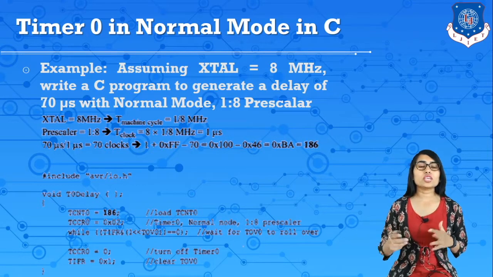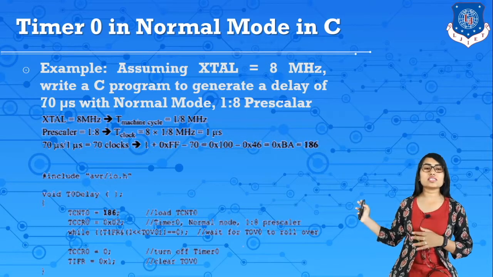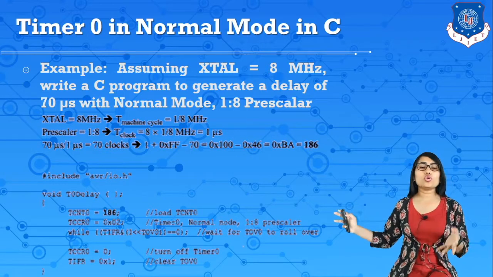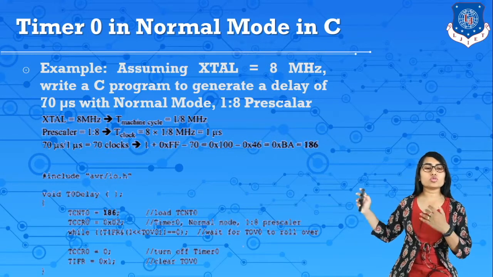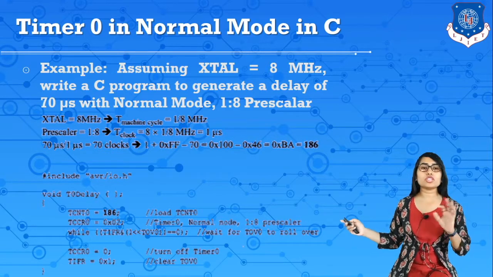So using C programming, we can easily program a timer: just set the values of TCNT0, TCCR0, then use a while loop. So wait over here, whenever it becomes 1, then execute the next instruction. So this is how we can program timer 0 in normal mode.